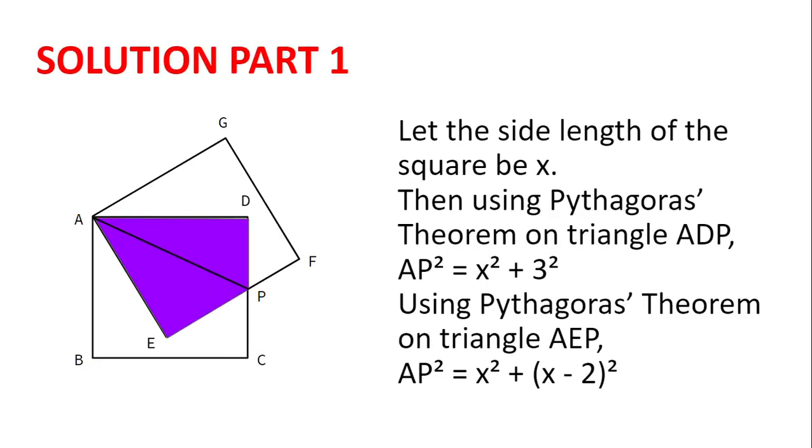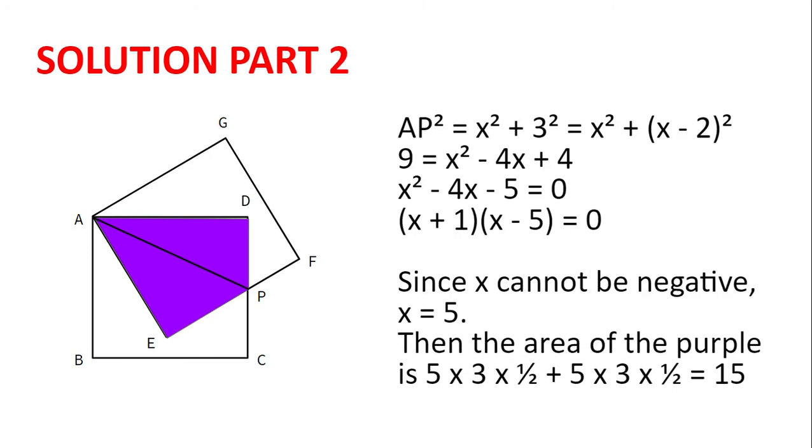Solution. Let the side length of the square be x. Then using Pythagoras' theorem on triangle ADP, AP squared equals x squared plus 3 squared. Using Pythagoras' theorem on triangle AEP, AP squared equals x squared plus (x minus 2) squared. So AP squared equals x squared plus 3 squared, which equals x squared plus (x minus 2) squared.